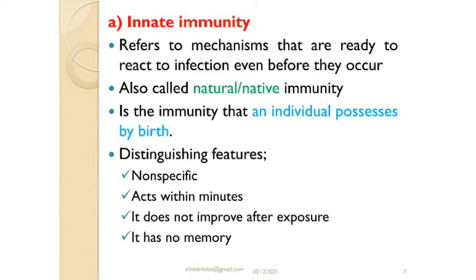So what are the distinguishing features that distinguish innate immunity from adaptive immunity? Number one, innate immunity is non-specific, meaning it can act on any pathogen. It is not specific to a pathogen or a disease-causing agent. Number two, it acts within minutes. And next, it does not improve after exposure, and it has no immunological memory.